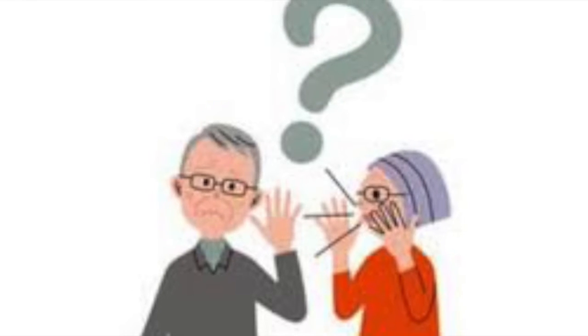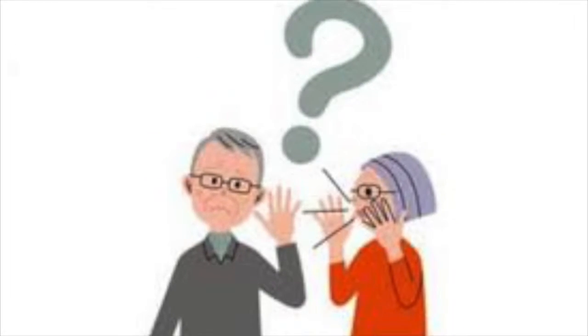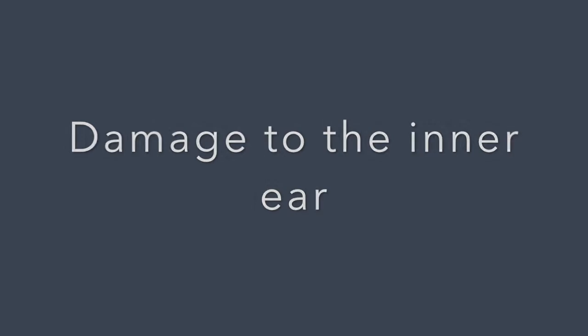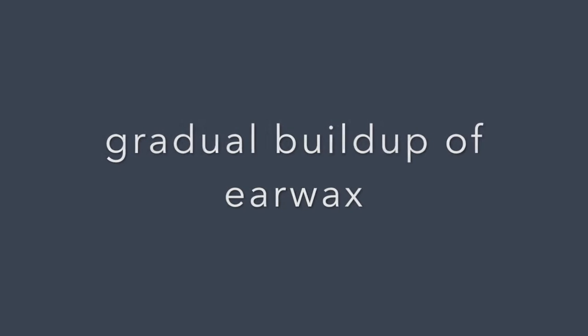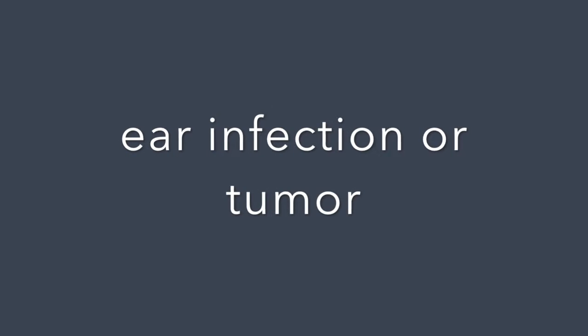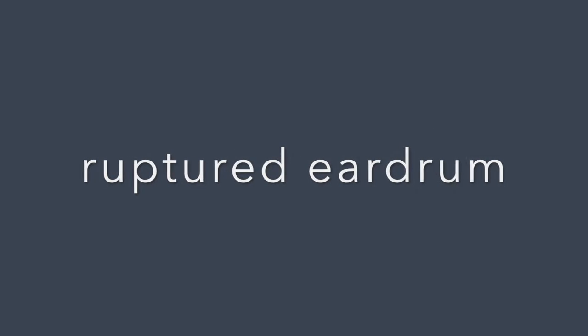Hearing loss can occur by many factors. For example, there could be damage to the inner ear. There could be gradual buildup of earwax. There could be ear infection and abnormal bone growth or tumors. Or there could be a ruptured eardrum.